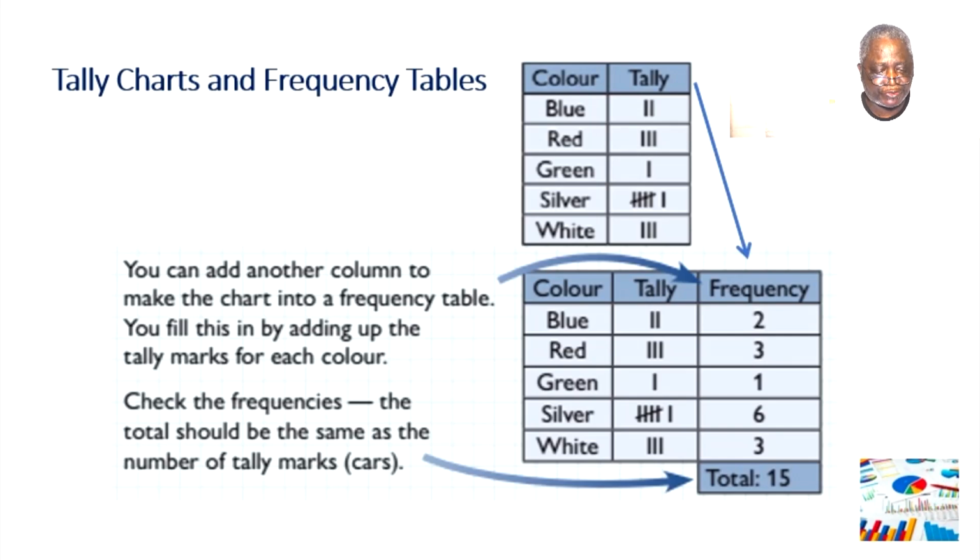Check the frequencies. The total should be the same as the number of tally marks. So it's important that after you've completed your frequency table, you check the total on the frequency table with the tally. They should be the same. In this case, 15 cars in all.